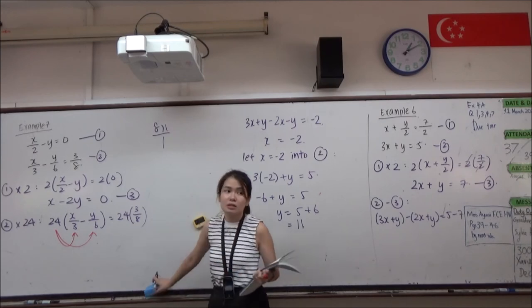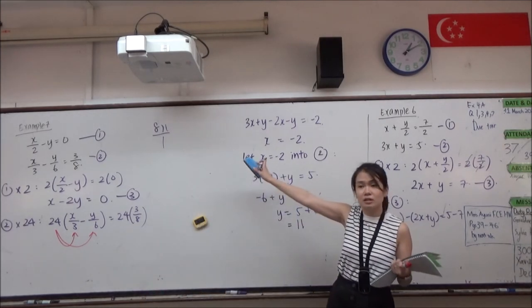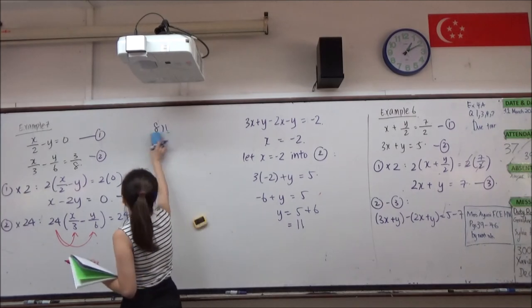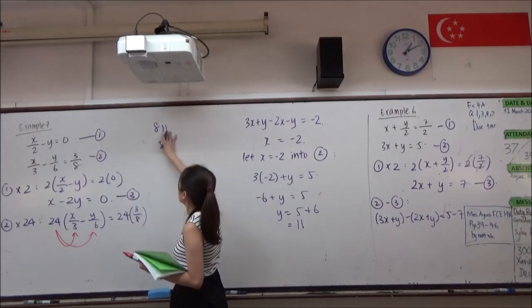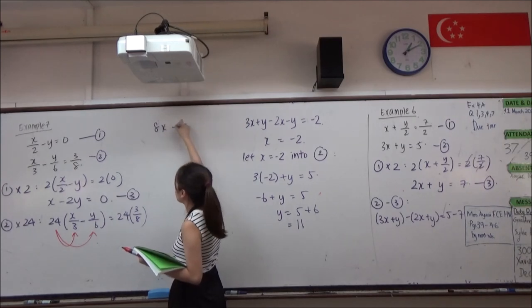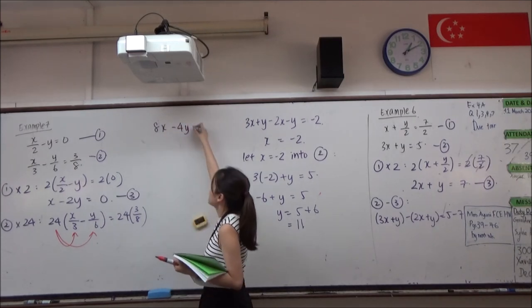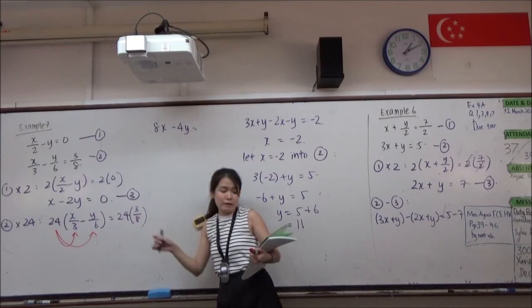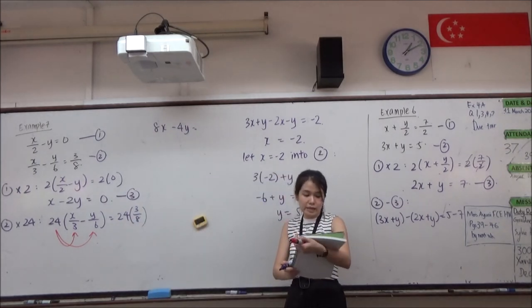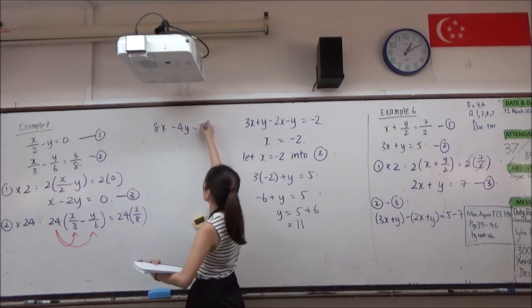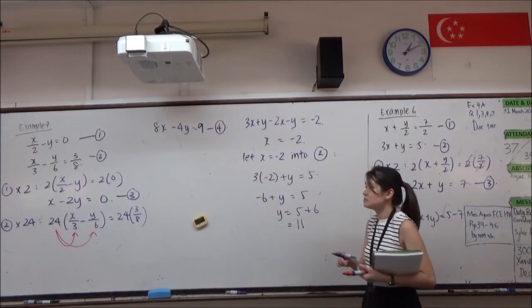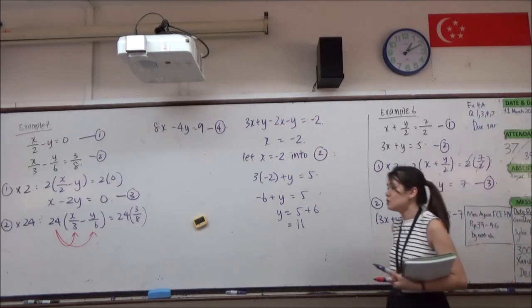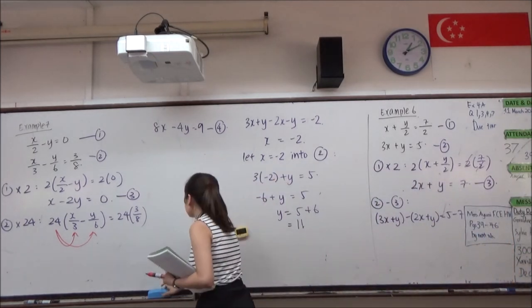Do we understand this? Then what about 24 with y over 6? It should be 4. So minus 4y. Then this one is not an issue, you can just directly press the calculator. We will get 9. So we now have new equations 3 and 4.